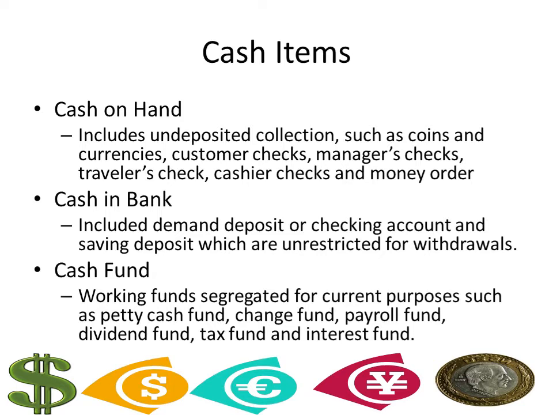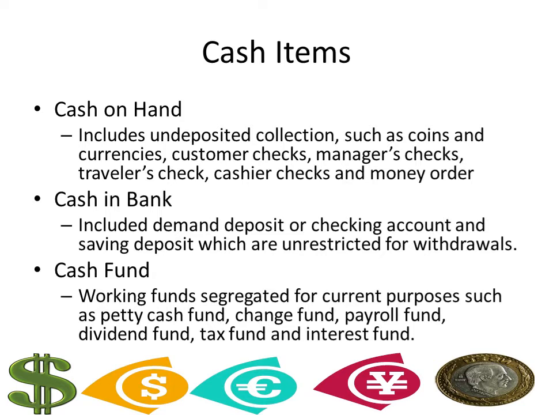We also have cash in bank, so this includes demand deposit, and we know what demand deposit is. Demand deposit is our savings account, and checking account is our current account. Checking and savings accounts which are unrestricted for withdrawal, because there is certain money that is restricted for withdrawal, and this is what we call our compensating balance.